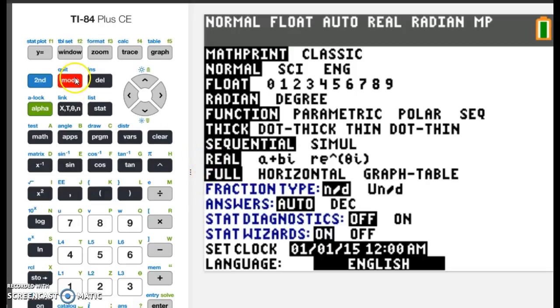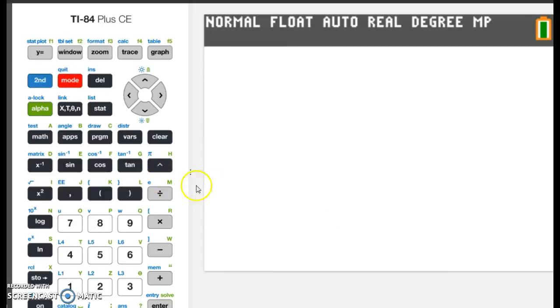So what you have to do is press the mode key on your calculator and then scroll down. You should have radian and degree as one of your lines here. If it's on radian, you want to change it to degree. So just arrow over and then press enter. Your calculator has to be in degree mode or you will get a different value. So press second and the mode key to get back to the regular screen and we're ready to go.